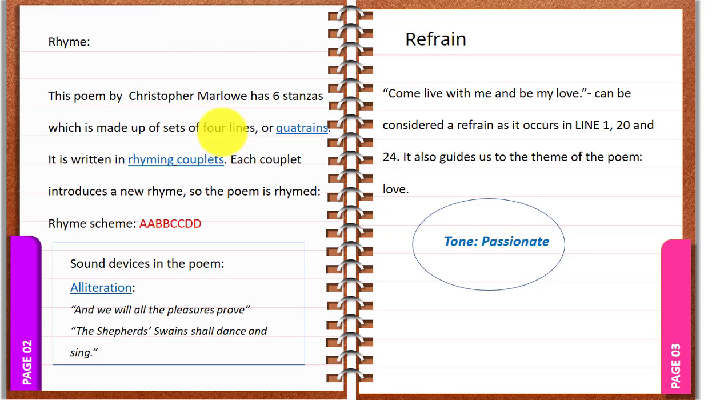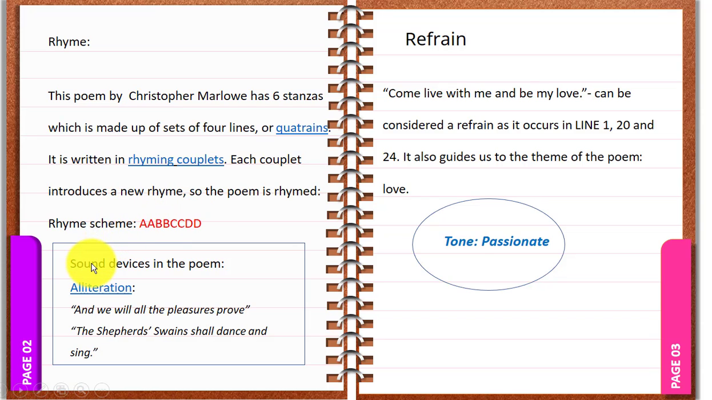And because he rhymes every 2 lines in every stanza, for example, the first and the second, then we call this rhyming couplets. That means every pair of lines are rhyming. Each couplet introduces a new rhyme, and so we can say that the rhyme scheme of the poem is AA, BB, CC, DD, and so on. So you can continue in that order until the end of the poem. But for the first 4 lines, we can as well say that this is AA, BB, and for the second stanza, the next 4 lines is CC, DD, and so on.